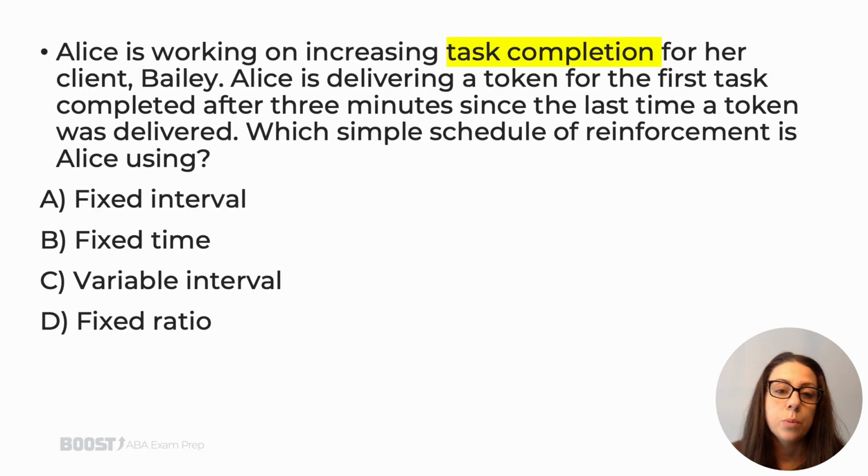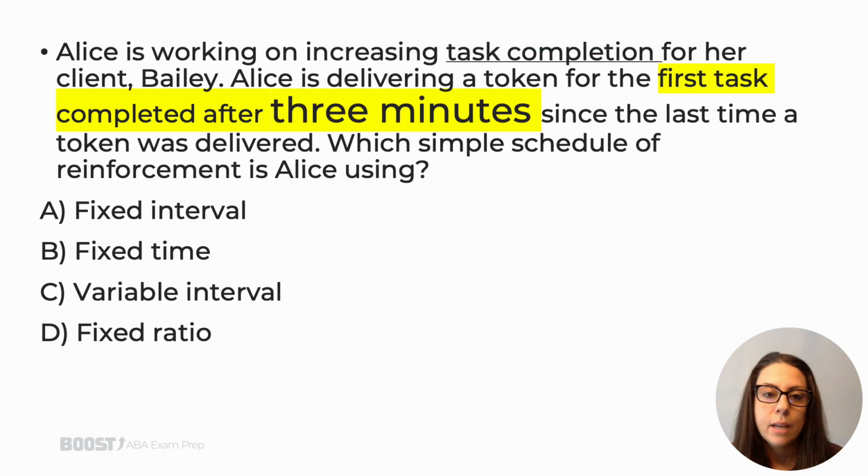So I'm noticing that Alice is working on task completion. That's one of the details that might be important. We just reviewed that some schedules require a response and some don't. So by noticing this detail, I have a pretty big clue that there probably is a response requirement. Let's look for more clues. Not only is there a response requirement, but also a time component. How do I know that? Let's read this little highlighted part. So we're delivering a token for the first task completed after 3 minutes. That's a big clue that there is a time component.